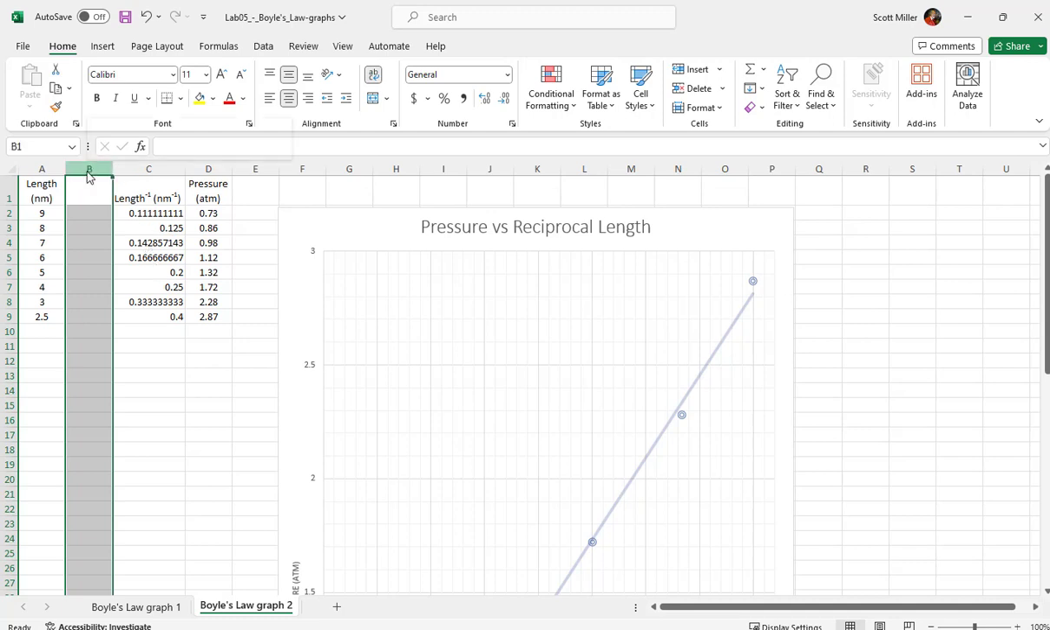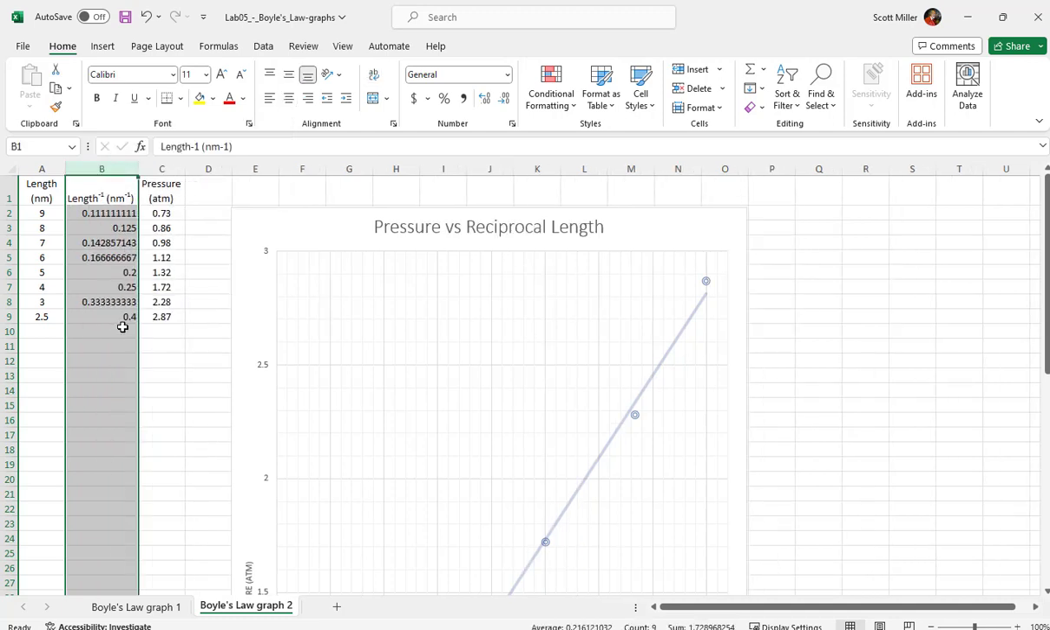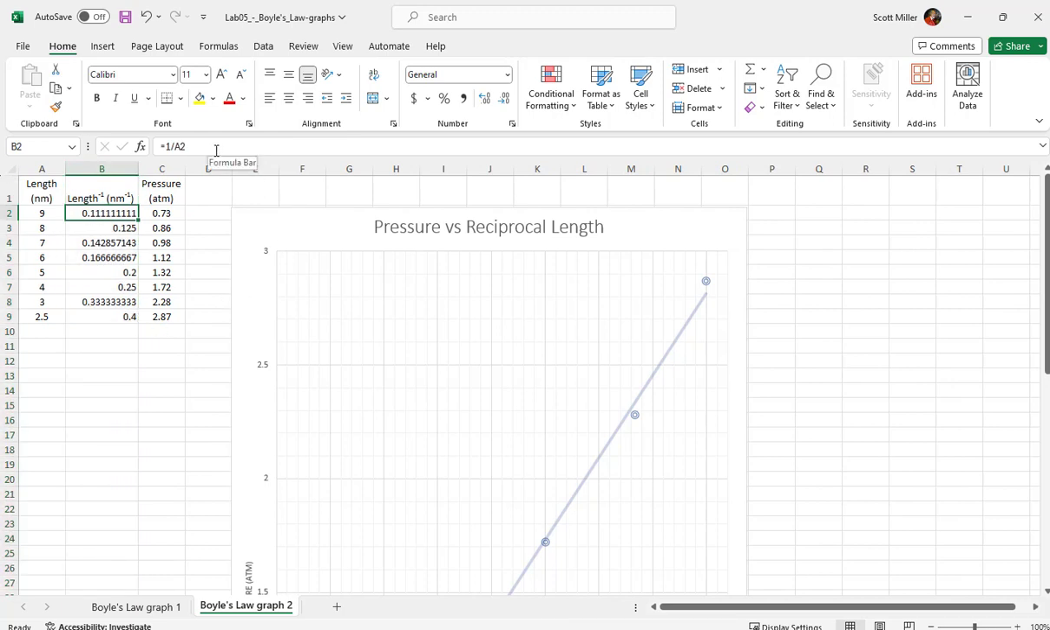In the first cell of the new column B, I type equals 1 over A2, where A2 is the first length I need to take the reciprocal of. I hit my enter key and the reciprocal number appears. Now all I have to do is choose that cell and drag it down and match it up to all of the other length values.